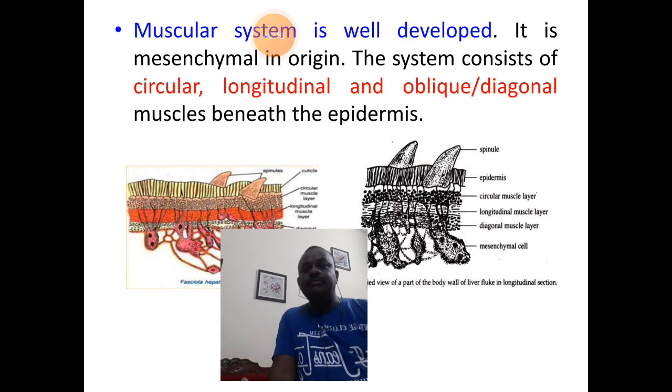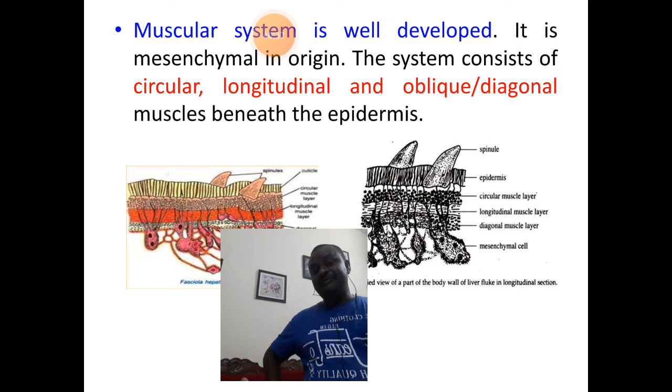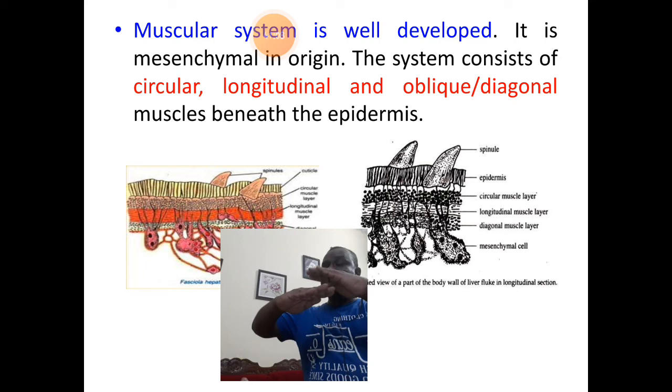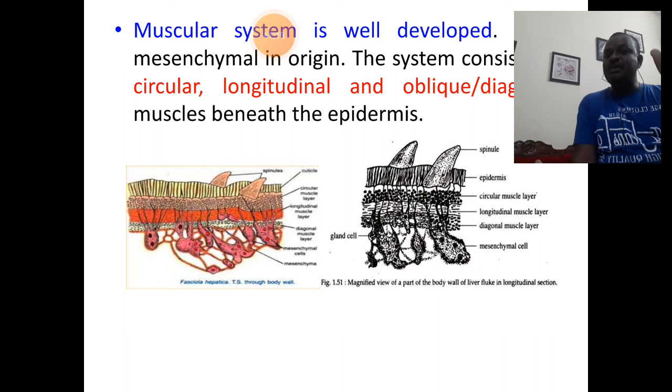The next feature is the muscular system. Presence of muscles is important for the body activities. Students, remember, the muscular system in flatworms includes three types of muscles: circular, longitudinal, and oblique or diagonal muscles. If the cells are placed in circles, we call them circular muscles. If they are placed vertically, we call them longitudinal muscles. If they are placed diagonally, we call them oblique or diagonal muscles. So the position of muscles indicates three types of muscles here. These muscles are present below the region of epidermis, which you can see in the diagram down here.